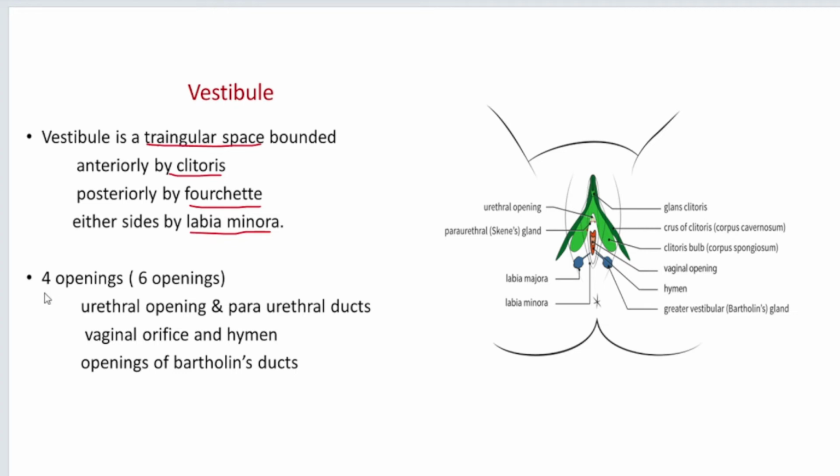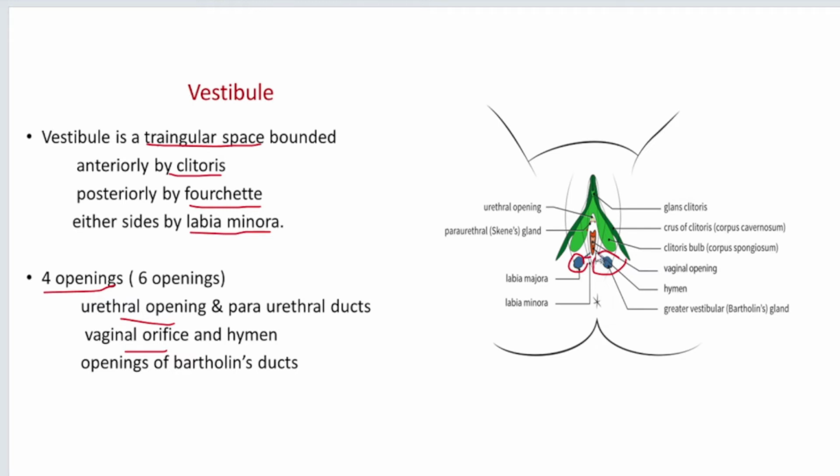There are four major openings in this vestibule. One is the urethral opening. Here you can see the urethral opening. And posteriorly you can see the vaginal opening with the hymen. And there are two glands. You can see them here, one gland on either side. These glands have ducts.